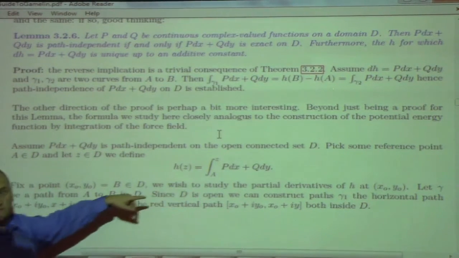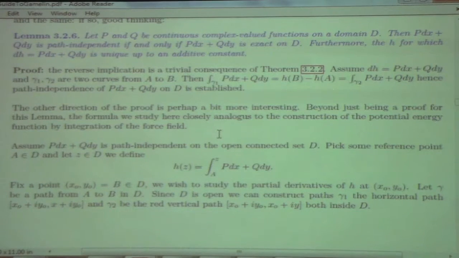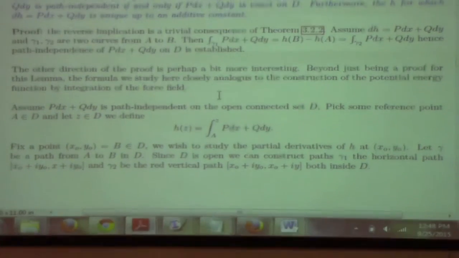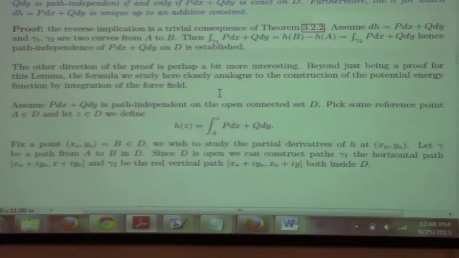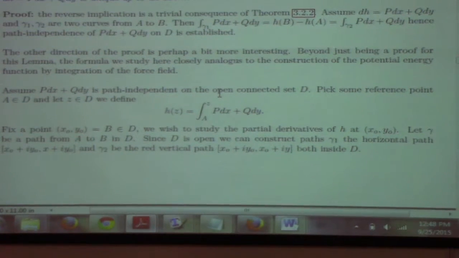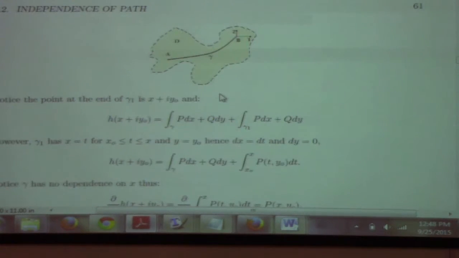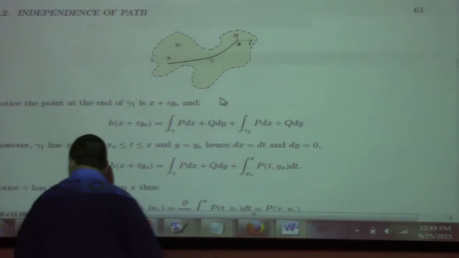Now what do I have to show? I have to show that partial h partial x is equal to P, and that partial h partial y is equal to Q. So you fix a point A as a reference point, and then fix a second point B, x naught, y naught. I want to study the partial derivatives of h at the point x naught, y naught. Here's the picture. I'm trying to figure out the partial derivatives at that B point.